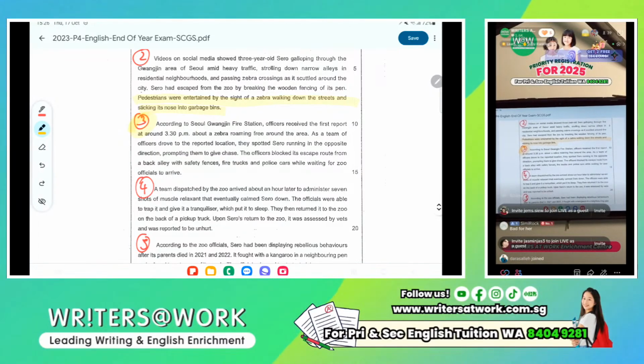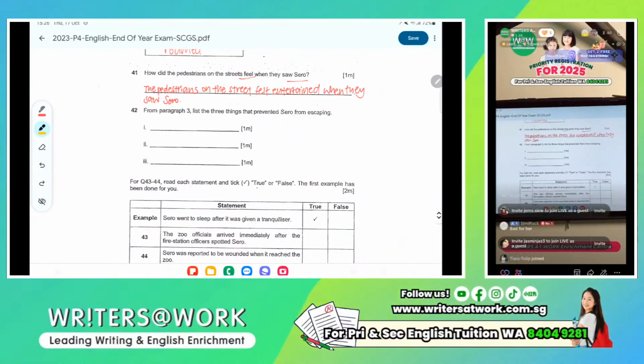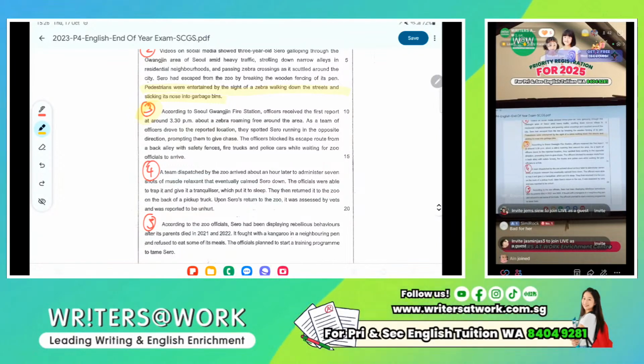For question number 42. List 3 things that prevented Sarah from escaping. So what 3 things prevented Sarah from escaping in paragraph 3? There are 3 things that prevented her from escaping. So you can read and answer the question. They used to block Sarah's path. Any idea? 3 things they used to block Sarah.